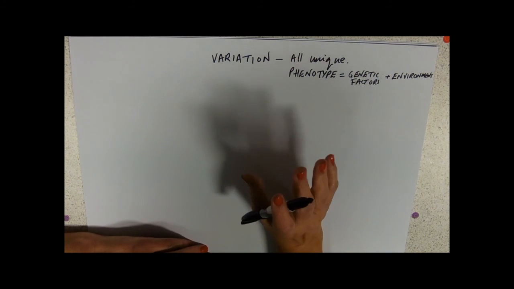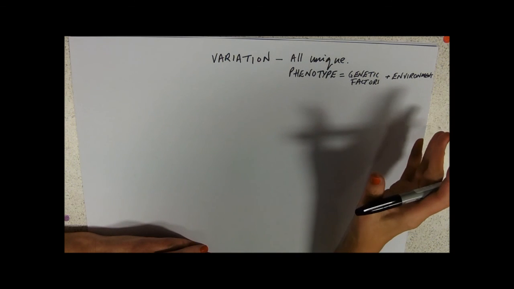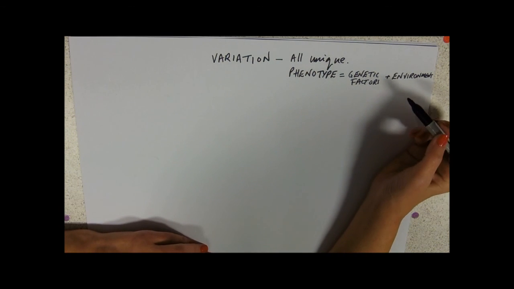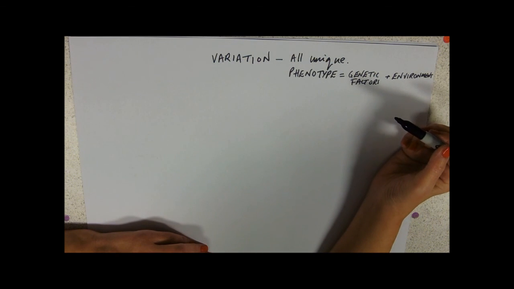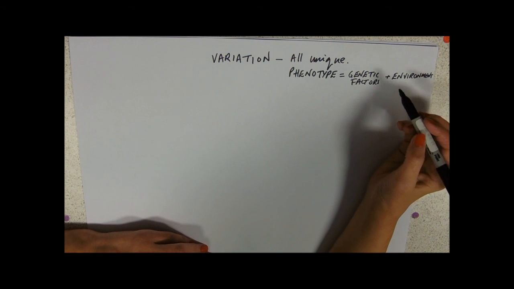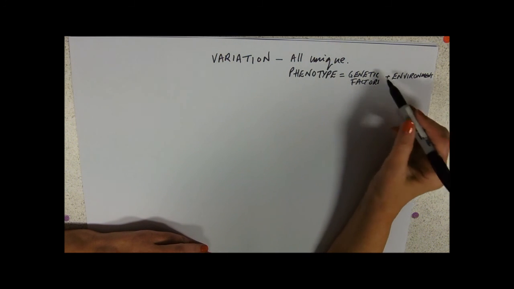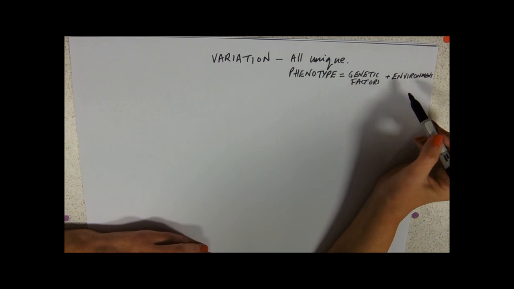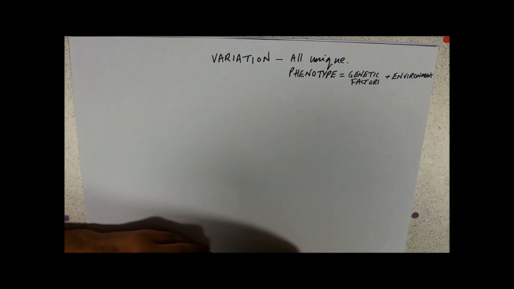However, as far as you are concerned, we've got genetic factors and the environment, and you should be able to at least give one example of that. I would think that body mass is probably the way to go. Body mass depends on the genes that you inherit, plus your lifestyle, how much you eat and how much you exercise.